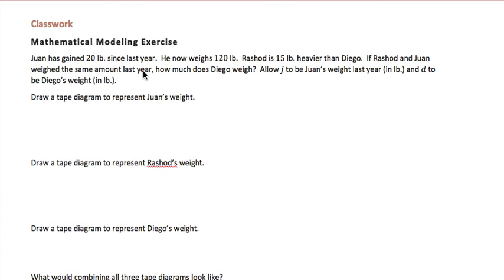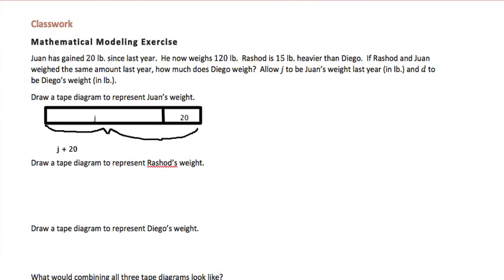These are the types of problems that we were working towards all along, because these are the harder problems. So first of all, we're going to draw a tape diagram to represent Juan's weight. And recall that they told us that Juan has gained 20 pounds since last year, and they told us to allow J to be Juan's weight last year in pounds. So I created a tape diagram with J and 20 more pounds, which is Juan's weight. Next, we'll draw a tape diagram to represent Rashad's weight.